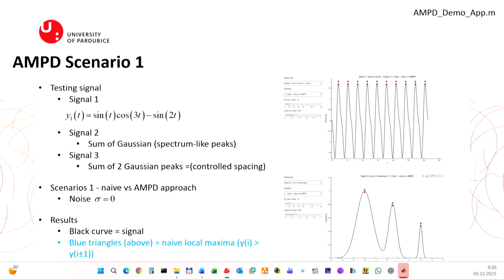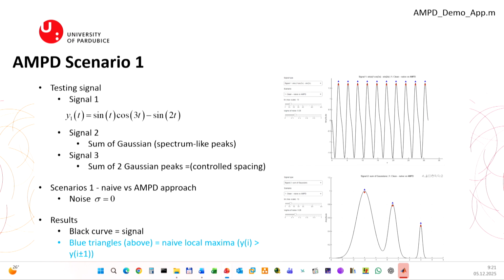Please try opening this AMPD demo application. There are some more multiple signals. It is also with a GUI. I am just considering whether I want to show you this application or not, because there is a tricky setting between both parameters that you can see. There are predefined multiple signals.